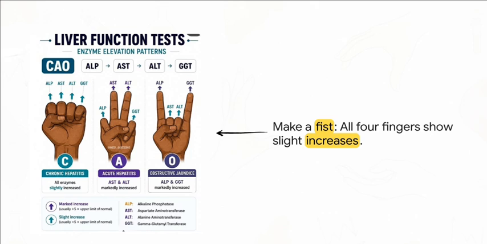Notice the thin teal arrows hovering above the fist here. These thin arrows represent that slight increase. Because all the fingers are tucked in together in that C shape, the fist, it instantly reminds you that all 4 enzymes are slightly elevated together. So C is for chronic, and chronic is the fist.